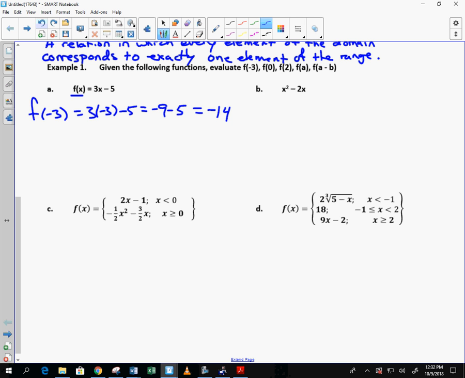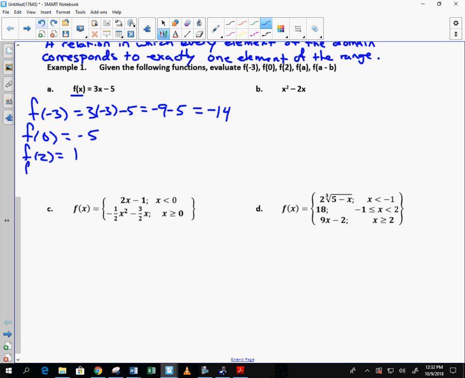You've been evaluating functions for a while, but sometimes you don't know why you're doing what you're doing. Because it's a function, we can be confident in this. We plug in negative 3, we get out one value, not more than one. F of 0, plug in 0. What do we get? Negative 5. Plug in 2.